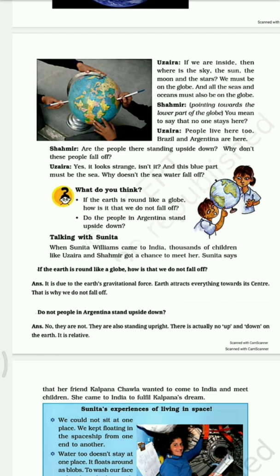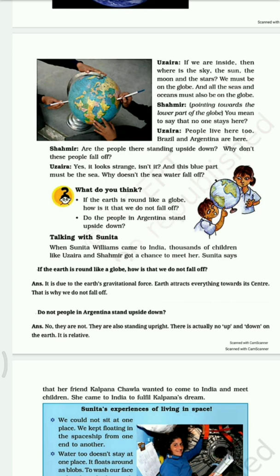So, the blue part which you can see on the globe is sea. Why doesn't the sea water fall off? So, she is asking why the water of the sea is not falling off. Now, what do you think? If the earth is round like a globe, how is it that we do not fall off?